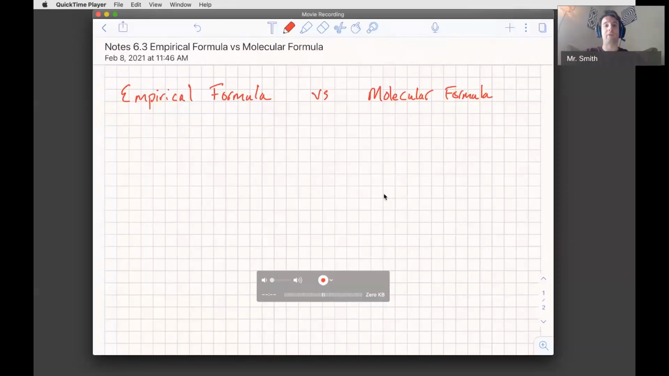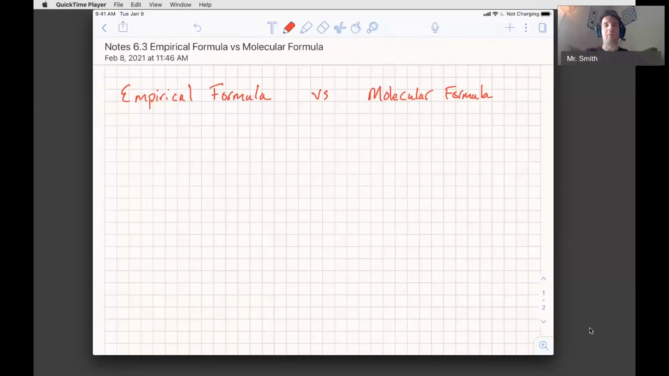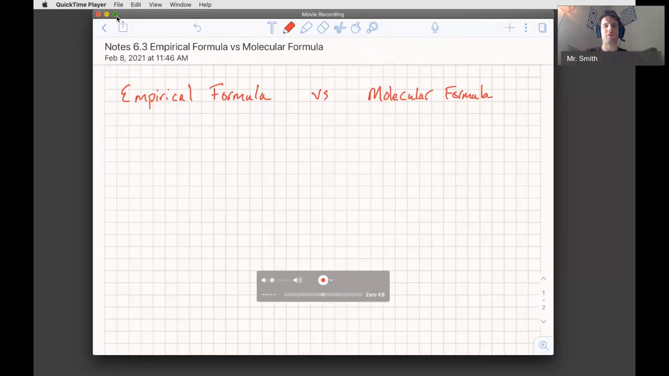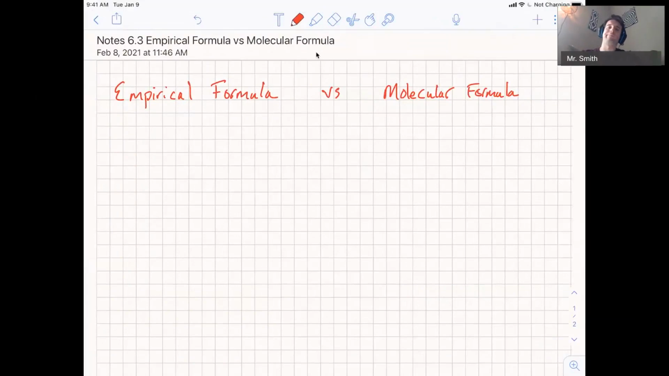Today I'm going to talk to you guys about the difference between an empirical formula and a molecular formula. I'm going to try not to overteach this because the difference is pretty straightforward. Here we go. Okay, so there are a bit of specifics, but let's start with something simple. An empirical formula could be something like CO2.